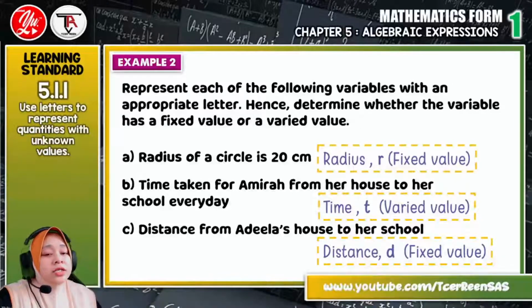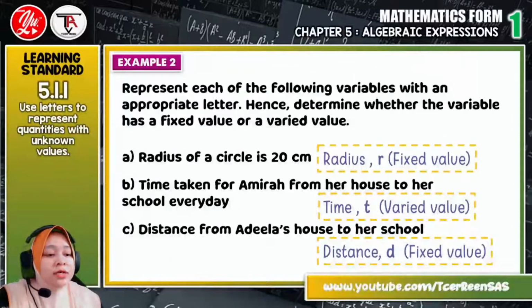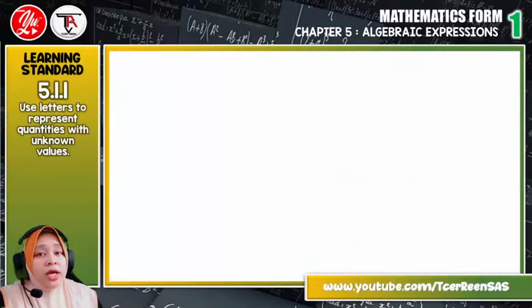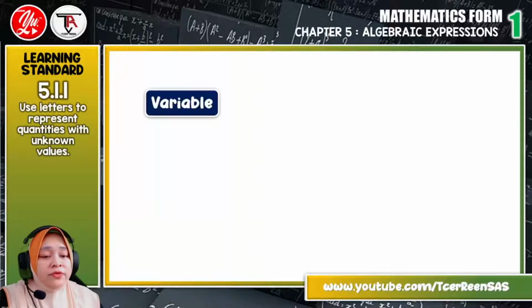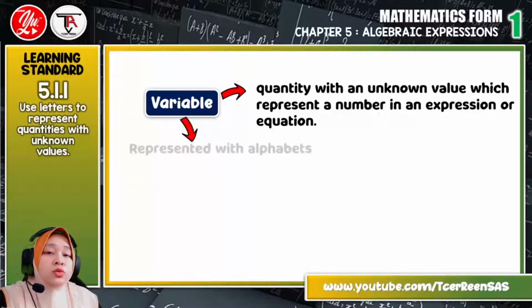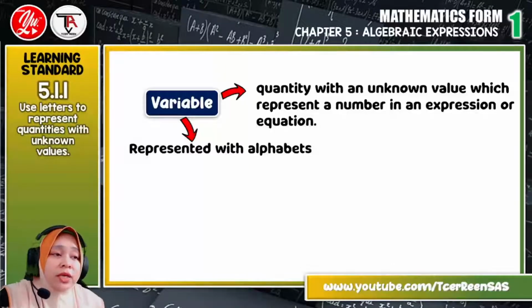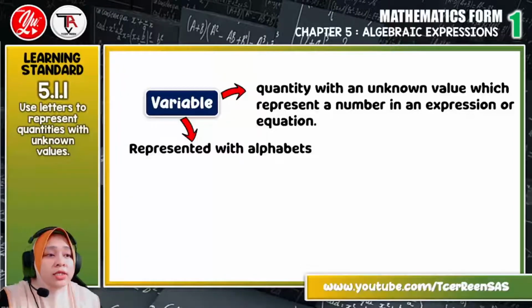So there are 3 examples that I hope you can understand what is fixed, what is varied. From what we have discussed before, we know what is variable and how to represent variable. And also don't forget, variable has fixed or varied value according to the quantity, whether it is constant or changes over time.